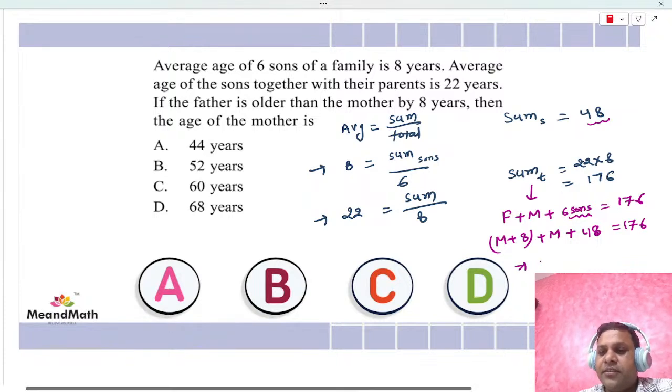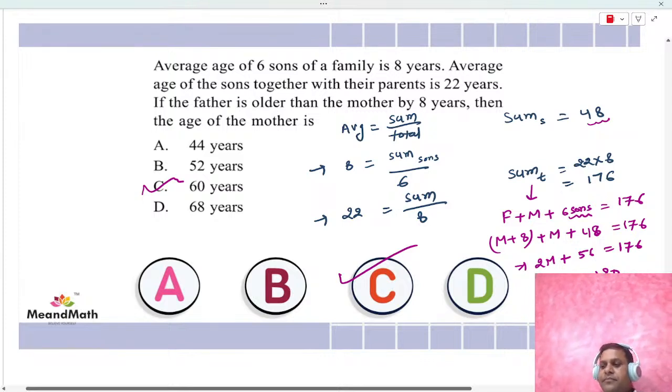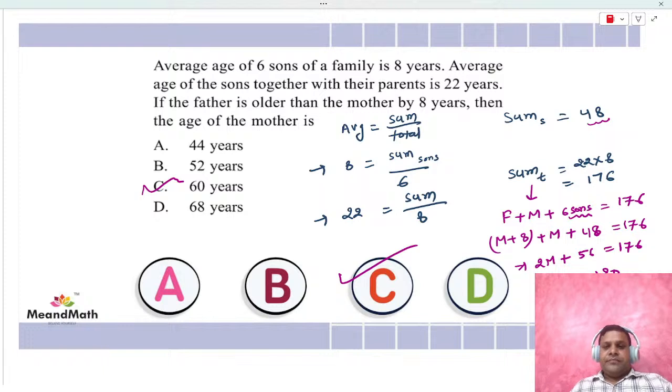Now you can solve it. 2m plus 56 is equal to 176, 2m is equal to 120, m is equal to 60. So what is the age of the mother? The age of the mother is 60 years. 60 years is the correct answer. Correct? So do look at the question, look at the solution, and see which part is not clear to you.